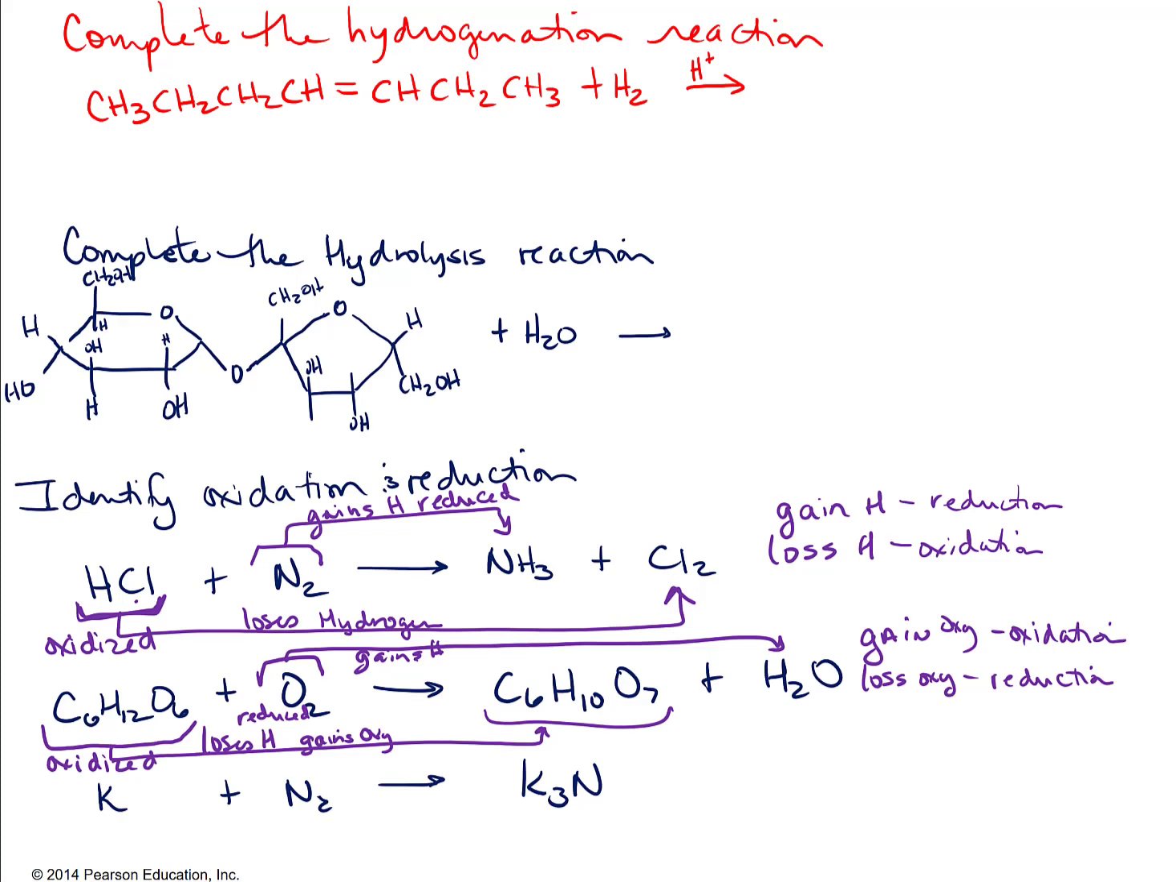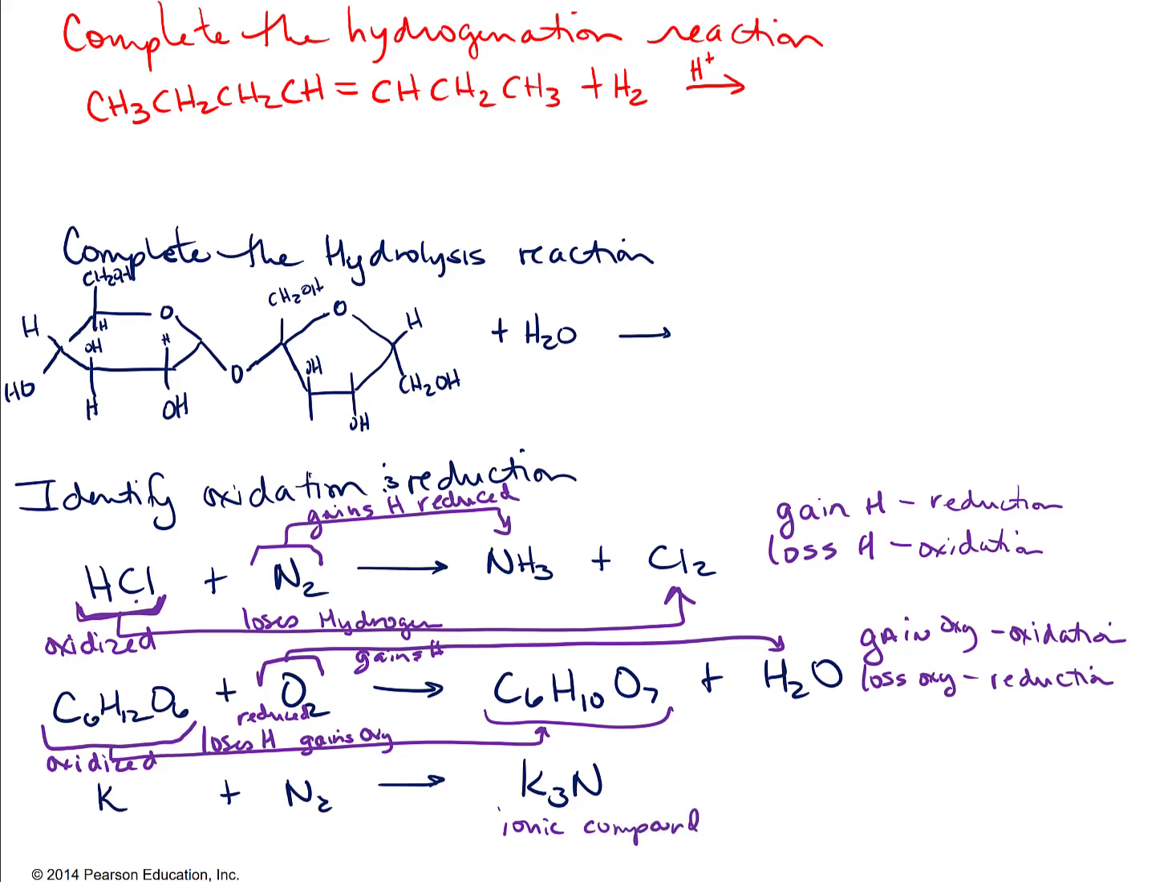What about the last one? So instead of being a swapping, instead of having two reactants and two products and seeing a swapping of oxygen or hydrogen, this has more reactants than products. This reaction is a synthesis reaction. And when you look at potassium, where is it on the periodic table? It's a metal. Nitrogen is on the opposite side of the zigzag line, so it's a nonmetal. So this is forming an ionic compound.